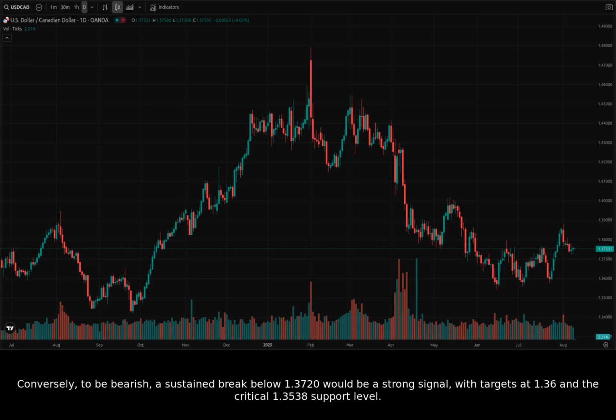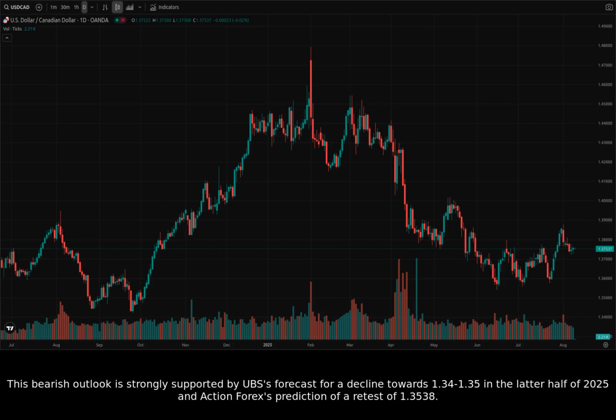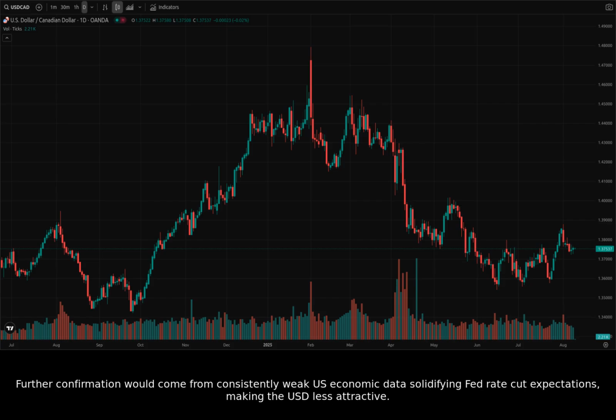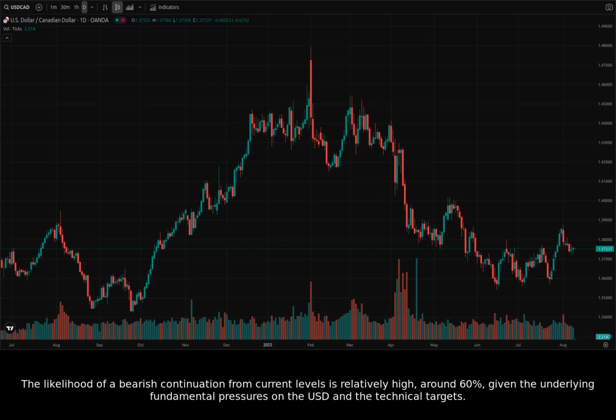Conversely, to be bearish, a sustained break below 1.3720 would be a strong signal, with targets at 1.36 and the critical 1.3538 support level. This bearish outlook is strongly supported by UBS's forecast for a decline towards 1.34 to 1.35 in the latter half of 2025 and Action Forex's prediction of a retest of 1.3538. Further confirmation would come from consistently weak U.S. economic data, solidifying Fed rate cut expectations, making the USD less attractive. The likelihood of a bearish continuation from current levels is relatively high, around 60%, given the underlying fundamental pressures on the USD and the technical targets.